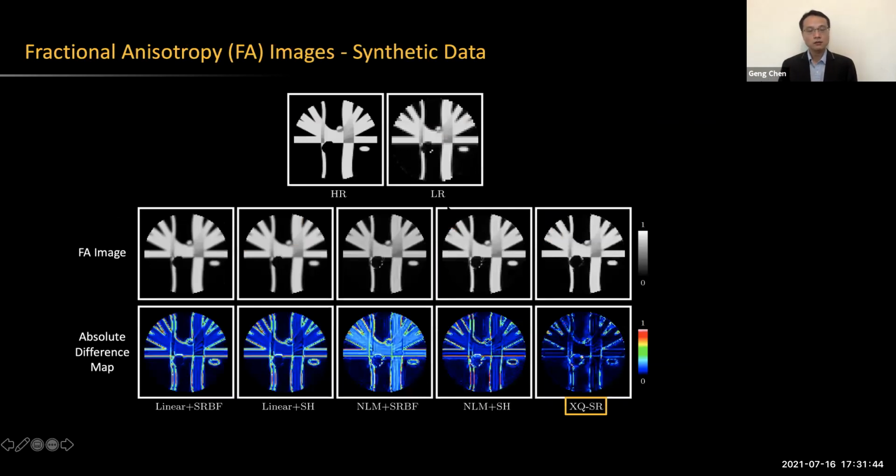This is a result for the fractional anisotropy image, the FA image. FA is an important microstructure index map widely used in the clinical setting. The FA image is shown here, and we show the corresponding absolute difference map at the bottom. We compute the absolute difference map using each reconstructed FA image and the high resolution one. So a lower absolute difference value indicates the result is closer to the ground truth. We can see our method significantly reduces the absolute difference value, implying that the corresponding FA image is close to the ground truth.